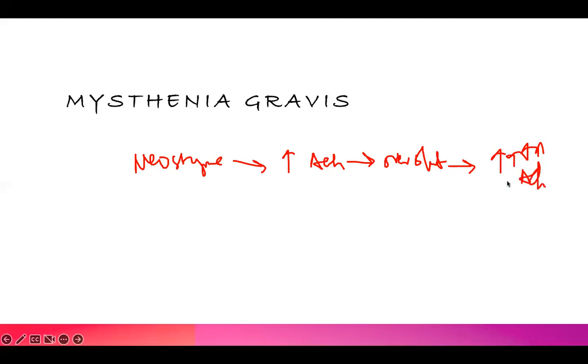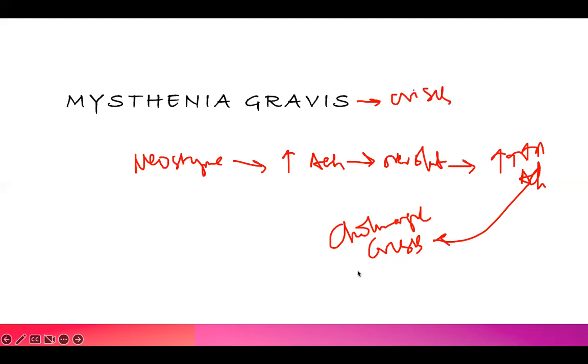And if I'm an examiner, I can ask you a question about it. This is called cholinergic crisis. Initially, they are in Myasthenia Gravis crisis. Now they are in cholinergic crisis. That means they have two crises. They have too much acetylcholine in the system.